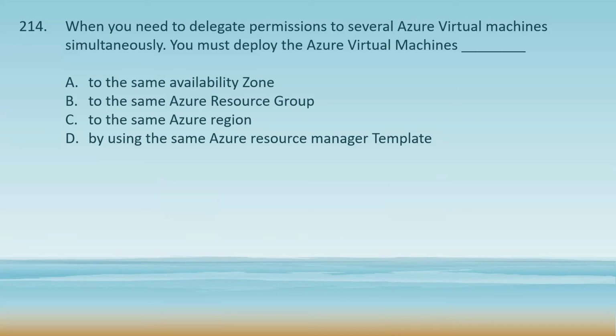To delegate permissions to several Azure virtual machines simultaneously, you must deploy the Azure virtual machine to the same resource group. Azure resource groups are a logical container for organizing and managing related Azure resources, and permissions and access control can be managed at the resource group level. Placing the virtual machines in the same resource group allows you to delegate permissions and manage them effectively, or I would say collectively.